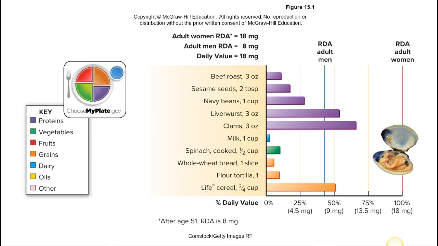Here we see our usual table showing a variety of foods and the amount of iron they provide. You can see here liverwurst and clams are especially high, as well as Life cereals. So those fortified foods can make a big difference too.